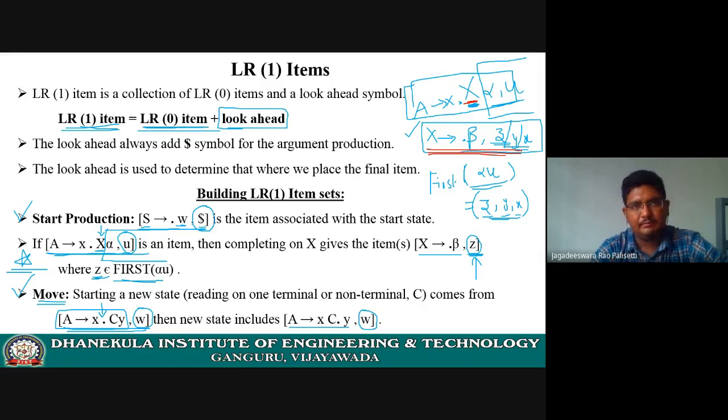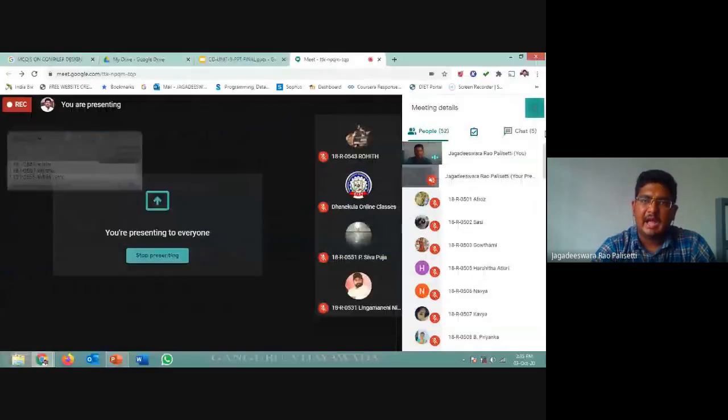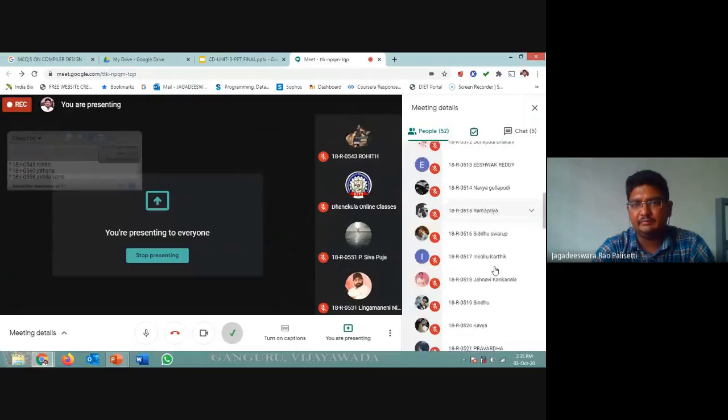Am I clear now? So how do I get this look ahead symbol? I need to perform the first function for whatever I have after this capital X. So this is the rule you have to remember for the initial examples. If you practice the examples, no need to remember also. So based on these 3, I will go for an example. Now, if anyone has any doubts, you can please ask me, or else I can go for the example directly.